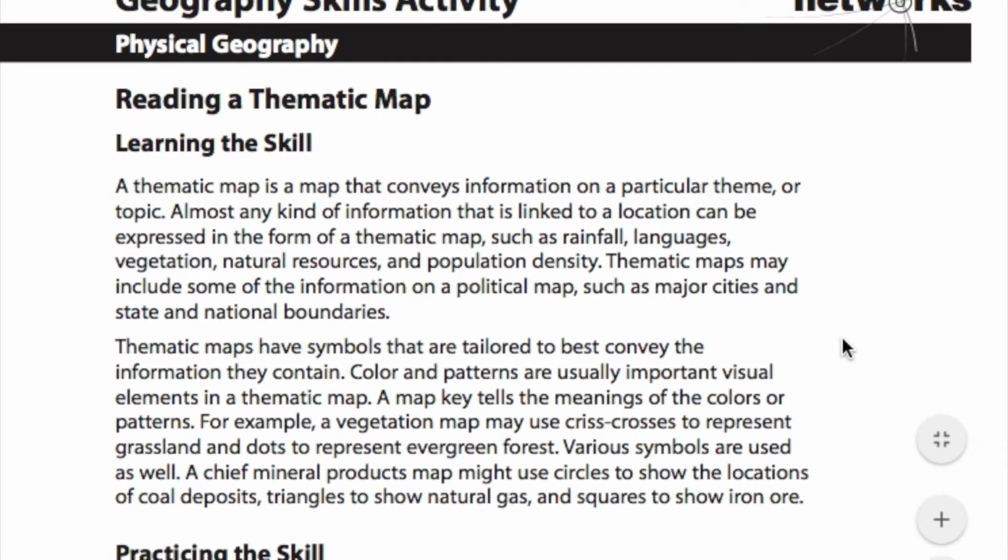Various symbols are used as well. A chief mineral product map might use circles to show the locations of coal deposits, triangles to show natural gas, and squares to show iron ore.